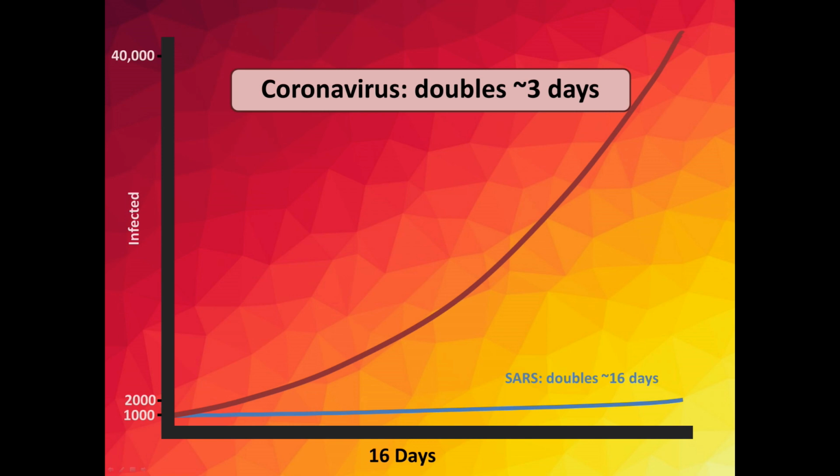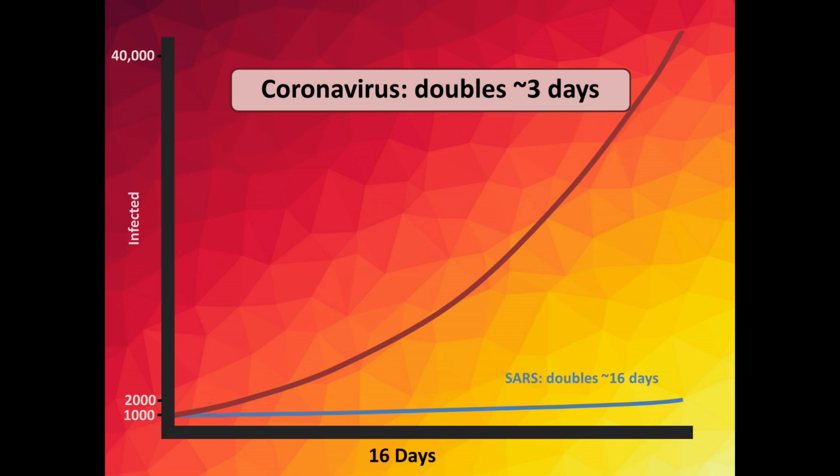Now, if I were to just say it doubles every 3 days, doubles every 16 days, it doesn't sound like a huge deal. But over the same 16 days that it would have taken the 1,000 people with SARS to double into 2,000 people with SARS, the coronavirus would have grown to 40,000. So it's an enormous difference.